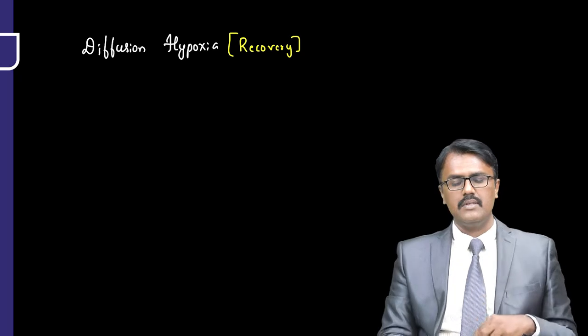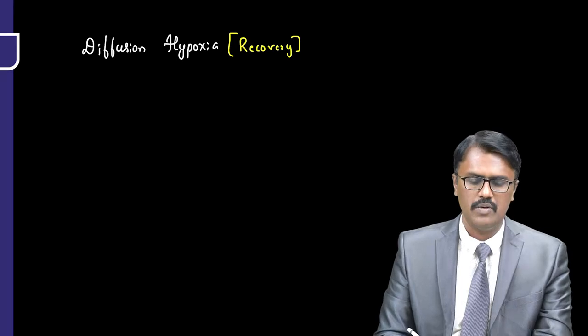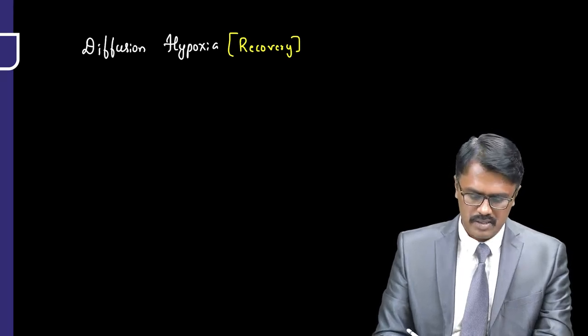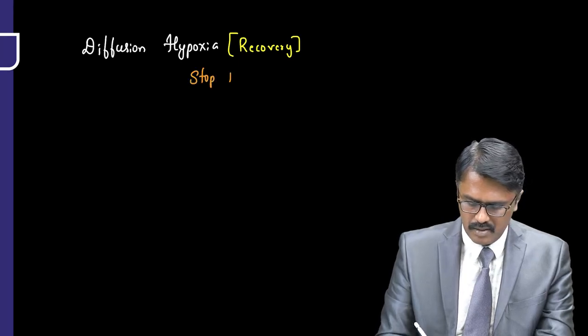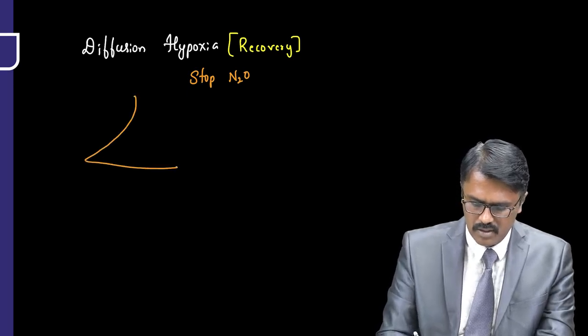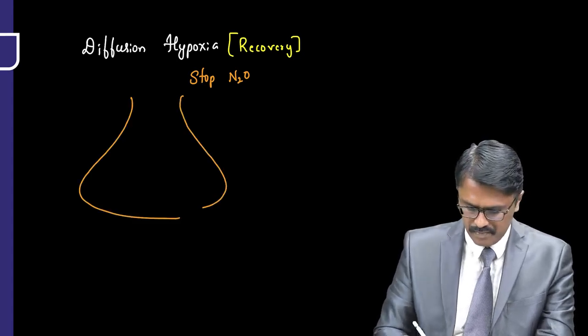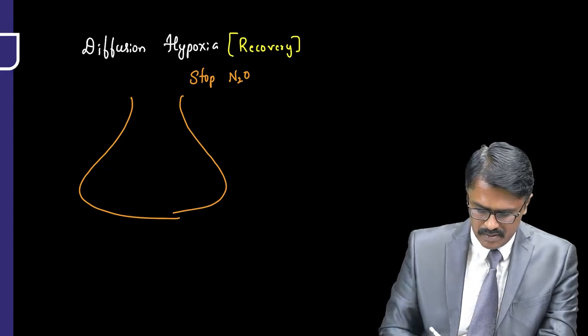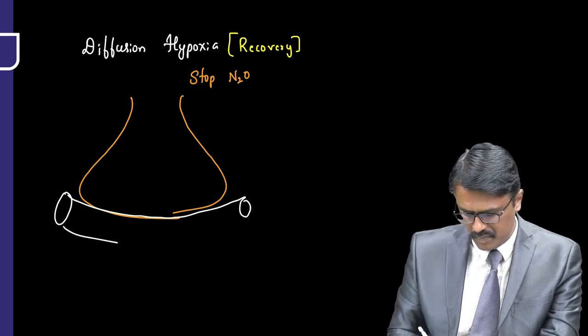Now, what happens? What do you mean by diffusion hypoxia? Now, once the surgery is over, you stop the nitrous oxide. What happens when you stop giving nitrous oxide? Now the nitrous oxide has to go out. So this is the alveoli and this is the blood vessel.